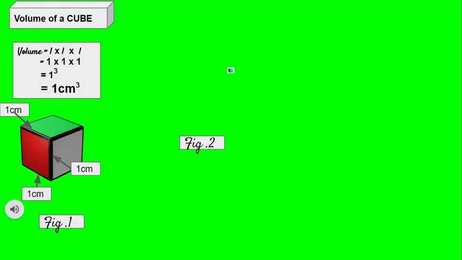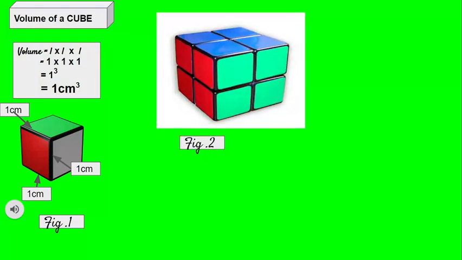In the second figure, we have these kinds of cubes, but multiple such cubes. Like in the first figure, you had only one cube and the volume of one cube was 1 centimeter cube, isn't it? Here instead of one cube, how many cubes do you have? Cube number 1, 2, 3, 4, 5, 6, 7 and at the backside you have cube number 8. So here you have a total of 8 cubes.